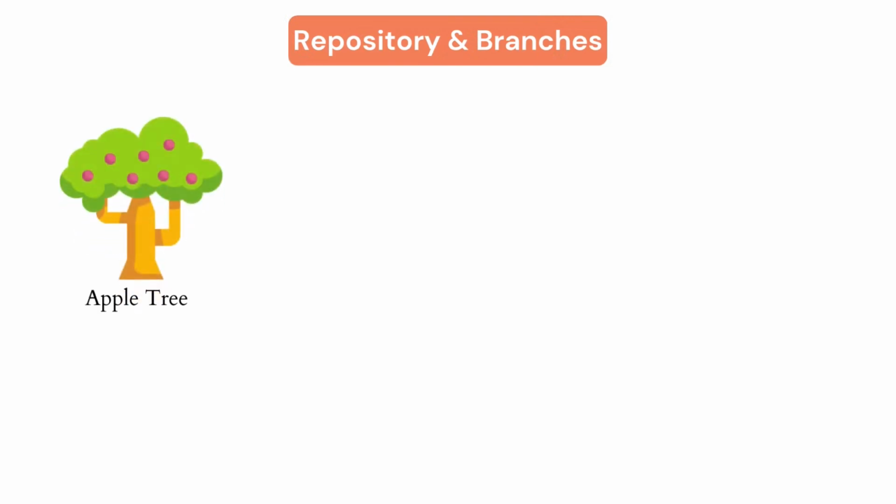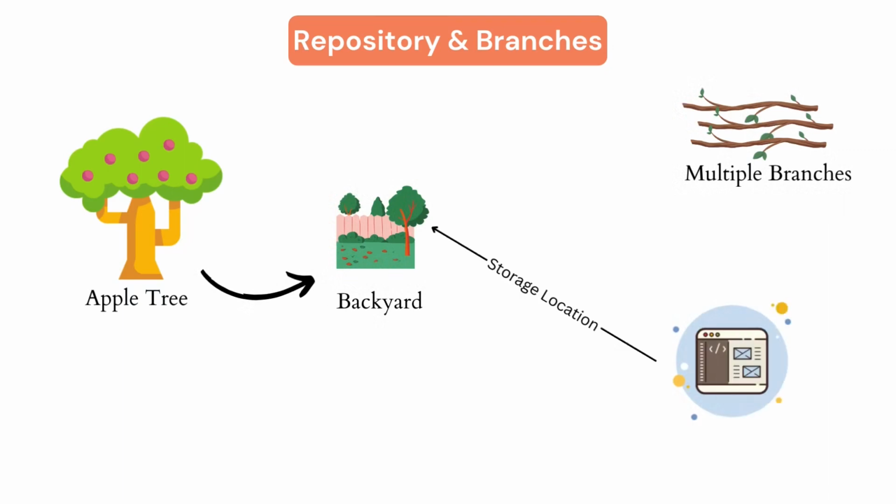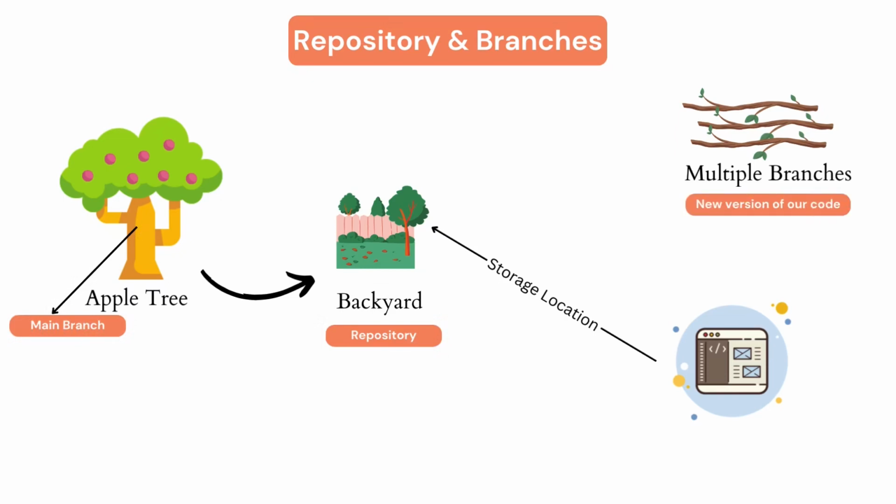Okay, now let us understand some terminologies of Git. Repository and branches. Let us consider you are planting an apple tree. The tree is planted in your backyard. The tree has grown very tall and has multiple branches. Here, the storage location of the tree, that is, your entire code and its changes, is the backyard, and it is called a repository. The stem itself is called the main branch. The others are the side branches of it. A branch is nothing but a new version of your code. That's it.